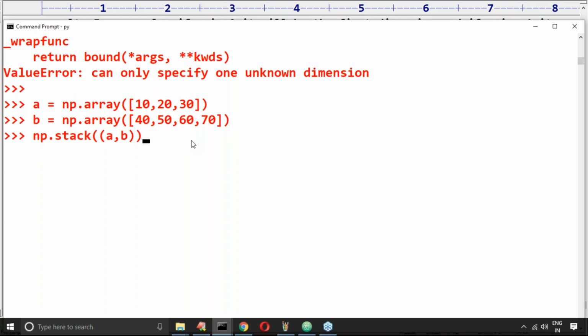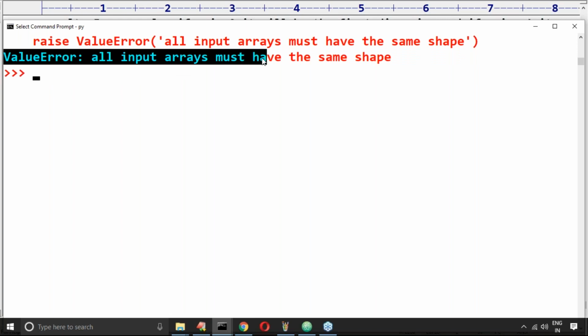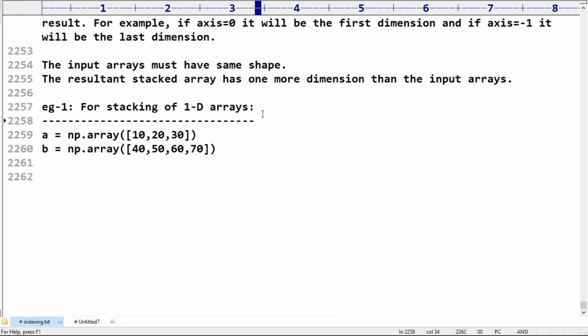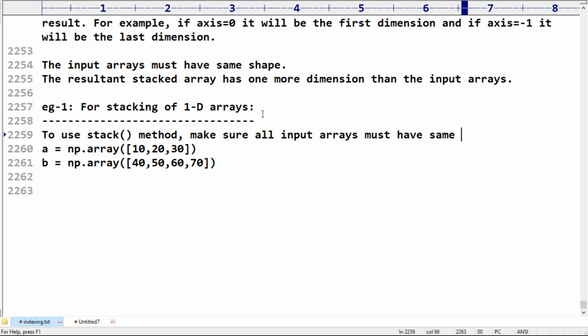Let me take this one. Here I'm expecting some error. Okay, perfect. ValueError: all input arrays must have the same shape. Yeah, a clear indication. Whenever we are using stack, all input arrays must have the same shape. So just observe that to use the stack method, make sure all input arrays have the same shape.